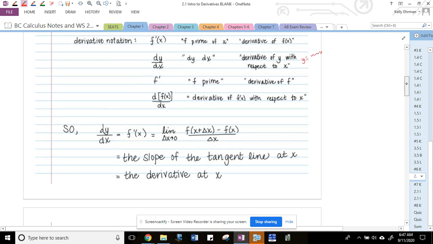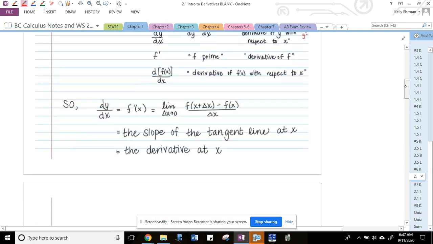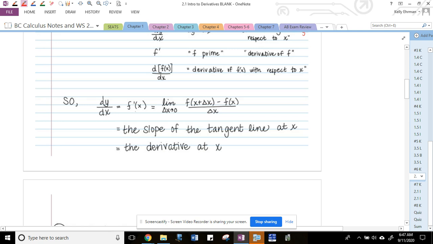All right, so all of that means the same thing. So dy dx is the same as f prime of x, which is the same as the limit as delta x approaches 0 of the difference quotient. This is our limit definition of a derivative.